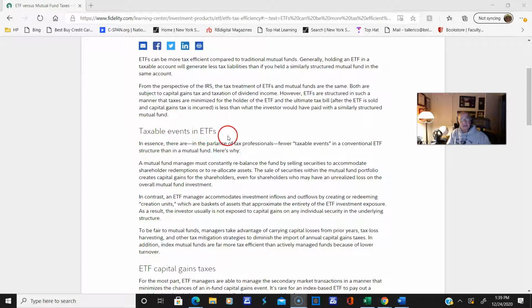Taxable events in ETFs. In essence, there are, in the parlance of tax professionals, fewer taxable events, right, in a conventional ETF structure than in a mutual fund. And here's why. All right, so a mutual fund manager must constantly rebalance the fund by selling securities to accommodate shareholder redemptions or to reallocate assets. Okay, so that's one thing.